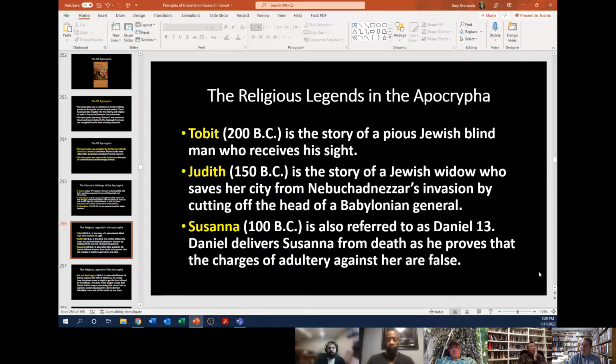Tobit, the story of a pious Jewish blind man who receives his sight. Judith, the story of a Jewish widow who saves her city from Nebuchadnezzar's invasion by cutting off the head of a Babylonian general. And then Susanna, sometimes this book is referred to as Daniel 13. All right, so it's actually been added to the book of Daniel. Daniel delivers Susanna from death. He proves that the charges of adultery against her are false.